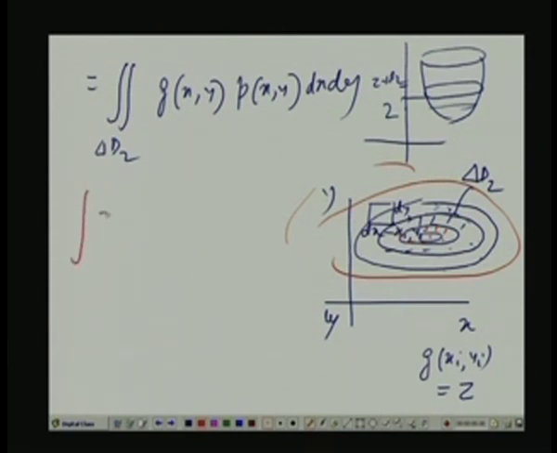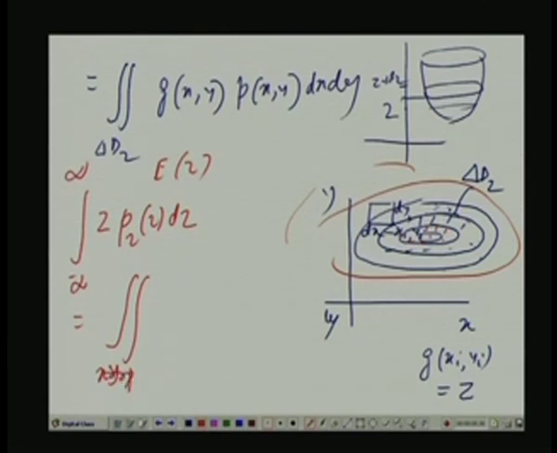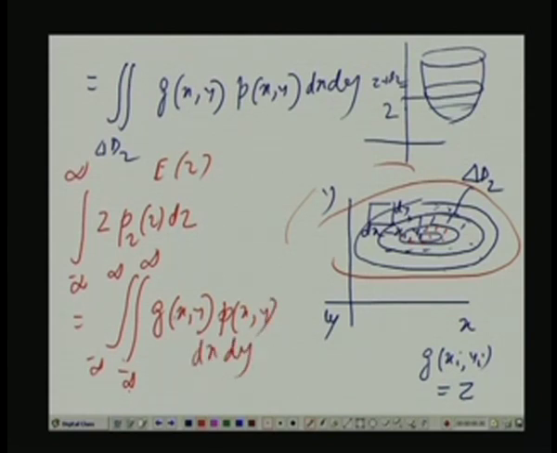So, if I find out Z, taking Z over the entire range, which incidentally is nothing but E of Z, this amounts to doing this integration over the entire xy plane, because these contours will cover the entire xy plane. So, xy plane means, which is nothing but the expected value of g of xy. Okay.